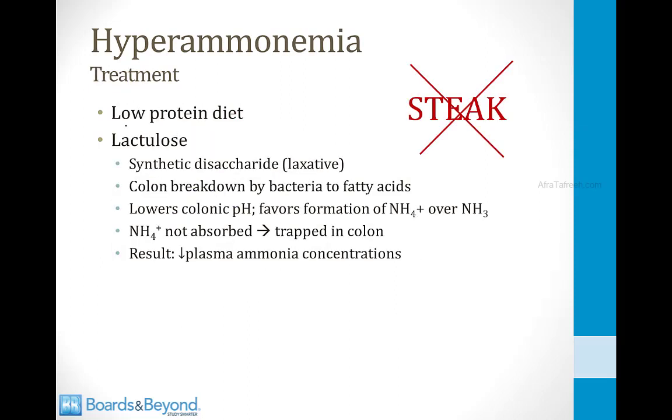One of the ways to treat patients with high ammonia levels is to place them on a low protein diet. If they don't consume steak and chicken and other sources of protein, there will be less ammonia in the bloodstream. Another way to treat them is to administer a laxative called lactulose.